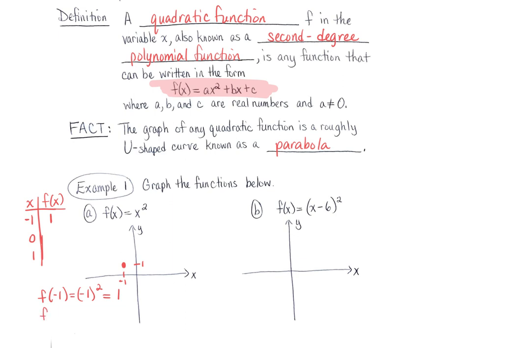Now when x is 0, what do you get? 0. Good, because 0 squared is 0. So you have 0, 0 is another point. And then when x is 1, what do you get? Good, you get 1. So 1, 1 is a point. So go to the right 1 from 0, then go up 1. That's another point. And then you can sketch your graph. That's the graph of f of x equals x squared.